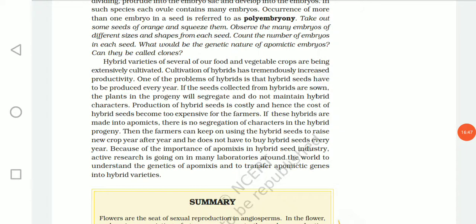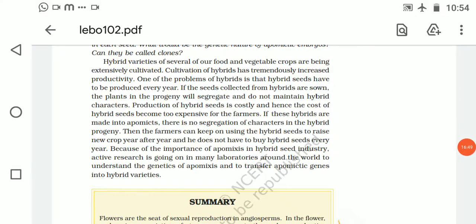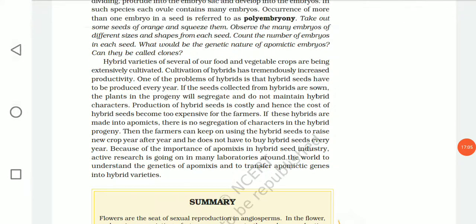If the seeds are collected from the hybrids and sown, the plants in the progeny will segregate and will not contain the hybrid characteristics. So they need to be produced each and every year. It is very expensive for the farmers. If these hybrids are made into apomicts, there is no segregation of characteristics in the hybrid progeny. Then the farmers can keep on using the hybrid seeds to raise new crops. Okay, so that is one of the things.